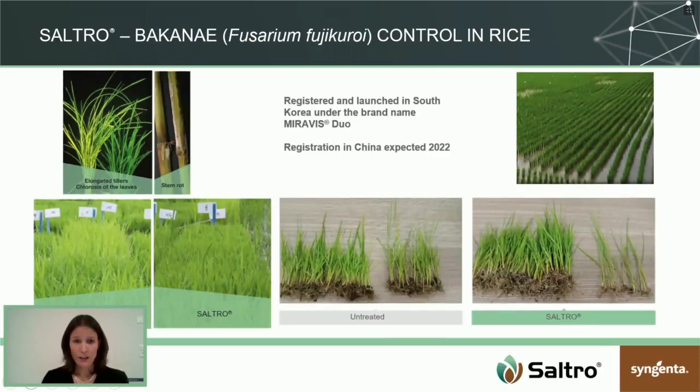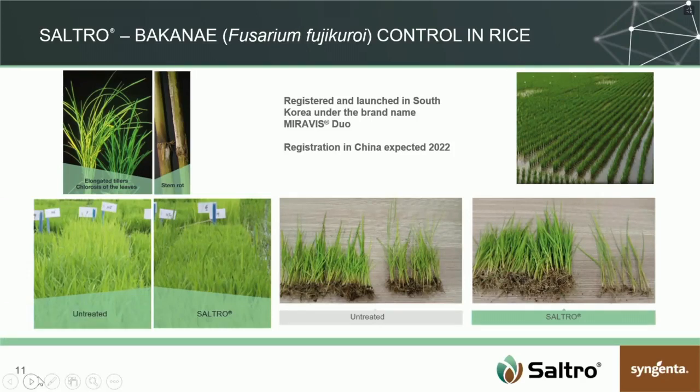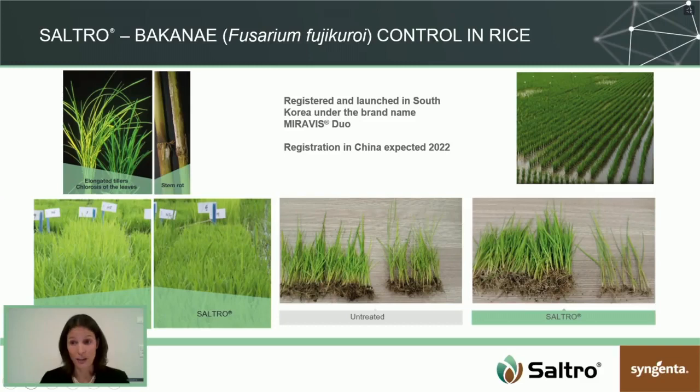If we are talking Saltro in rice, we talk about the key target, Bakanae. Bakanae is caused by a Fusarium. And the symptoms are elongated tillers, chlorotic tillers, and even stem rot. And in the worst case, you will completely lose your seedling or at least some tillers. This disease is considered a major seedling disease in most of the rice growing areas. And we are really happy to bring with Saltro a new tool to manage this disease.